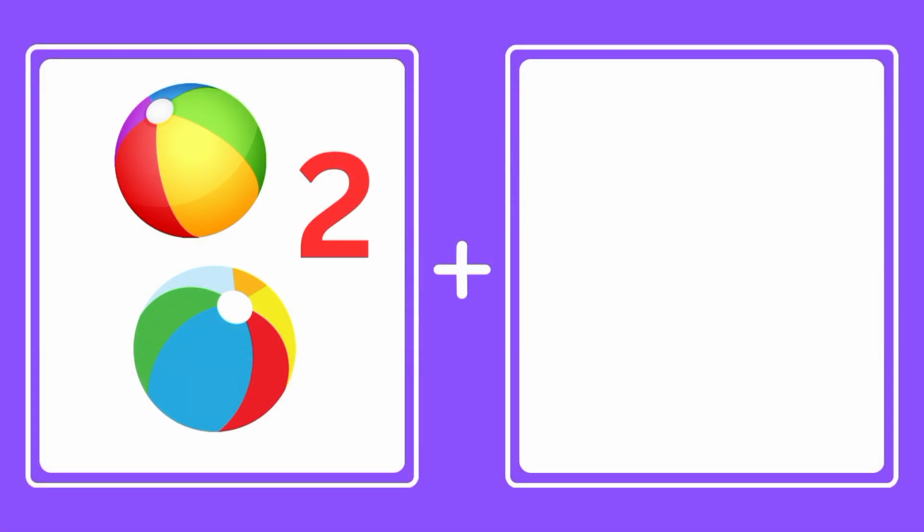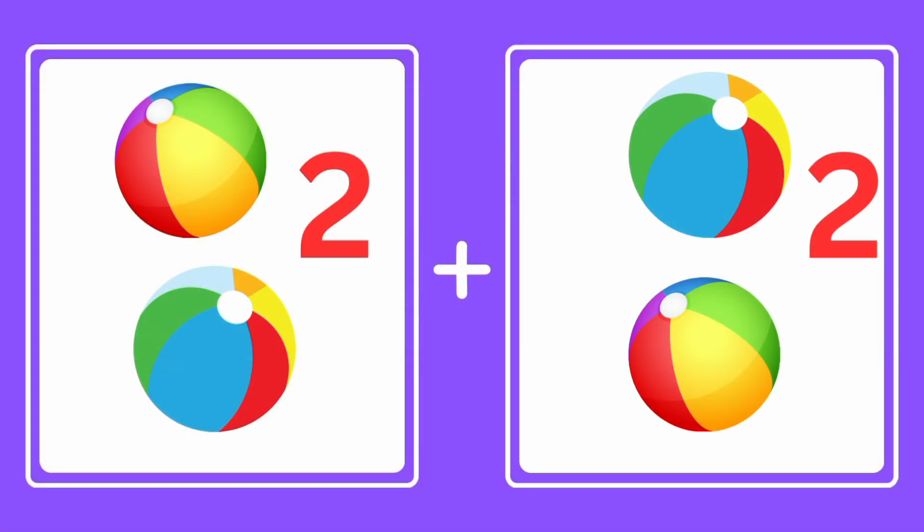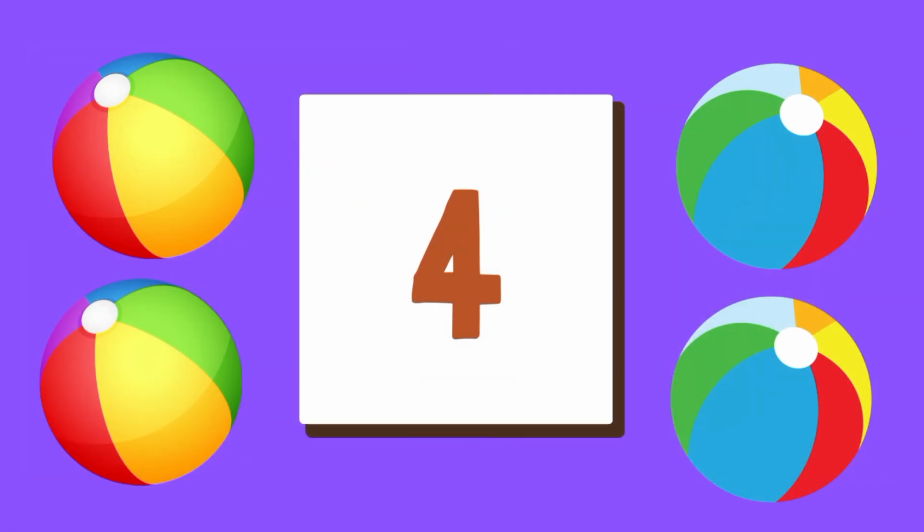There are 2 balls and add 2 more. How many do we have altogether? There are 4 balls altogether.